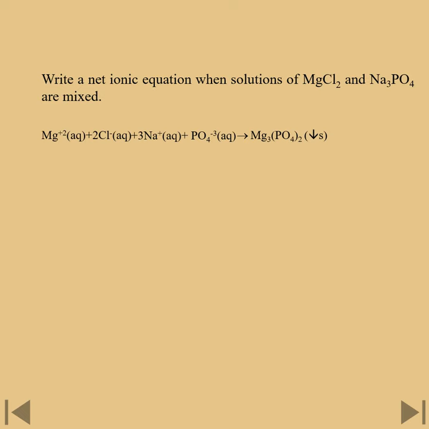Then sodium is soluble with phosphate. Is it soluble with chloride? Yes, sodium, as all group 1A cations, are soluble with everybody, including chloride. That means they remain unchanged, which means that the sodium ions and the chloride ions are spectators, and hence they're eliminated.